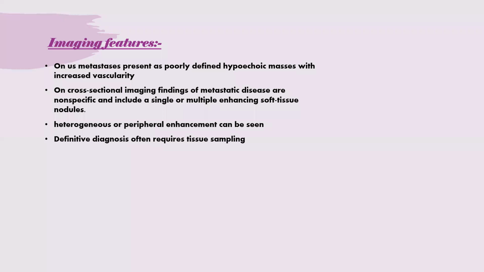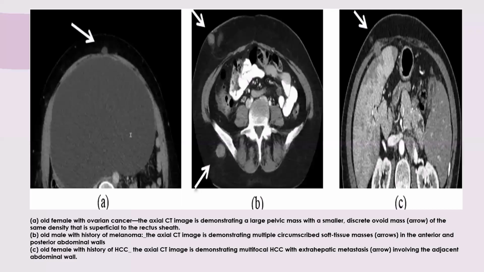Now we have multiple examples of metastatic disease. A, an old female with ovarian CA and a large pelvic mass; a discrete ovoid lesion is seen in the anterior abdominal wall, superficial to the rectus sheath.